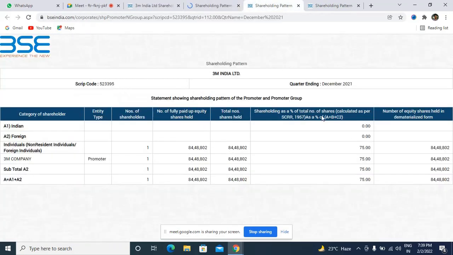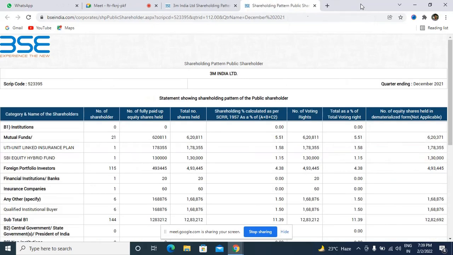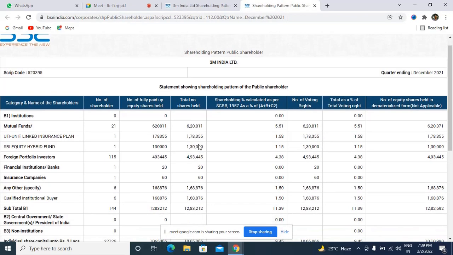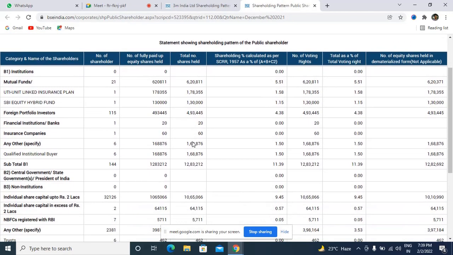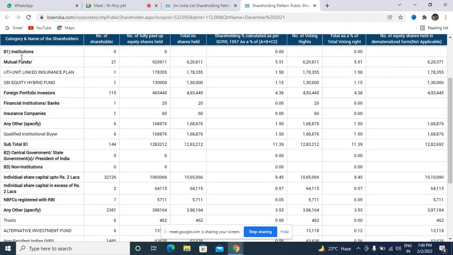So this was for the promoters. Let us remove this one. Let us also remove this page. Yeah. So this is for 3M India institutions. This is for the public shareholder, right? Statement showing shareholding pattern of the public shareholder. So these are the public shareholders. As you can see, mutual funds, UTI, unit linked insurance plan. See, total mutual funds hold 5.51% stake in this company.